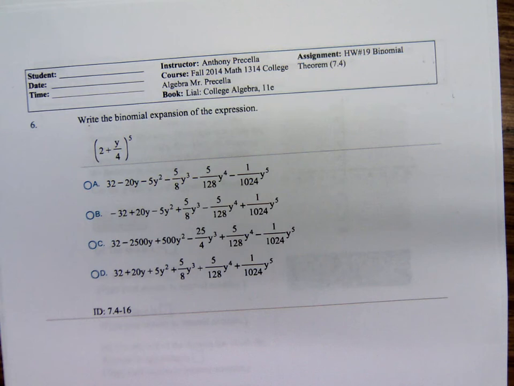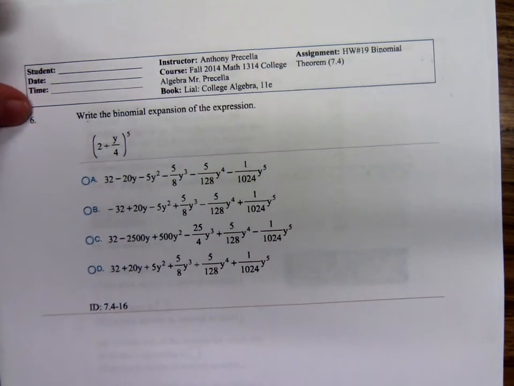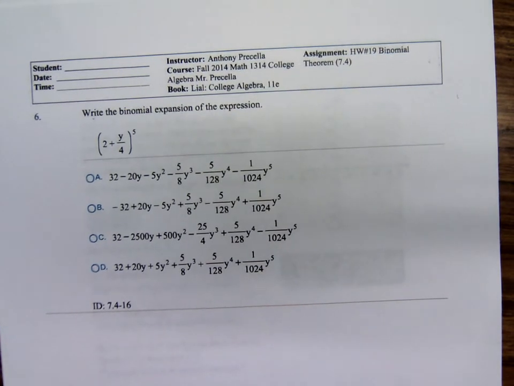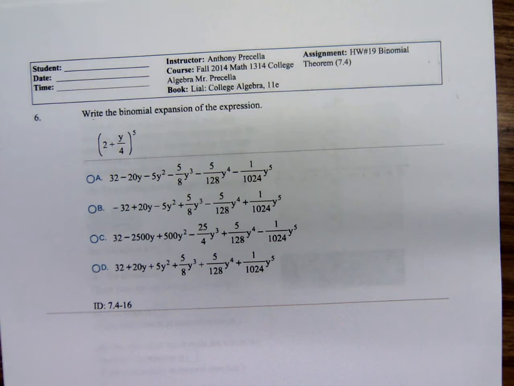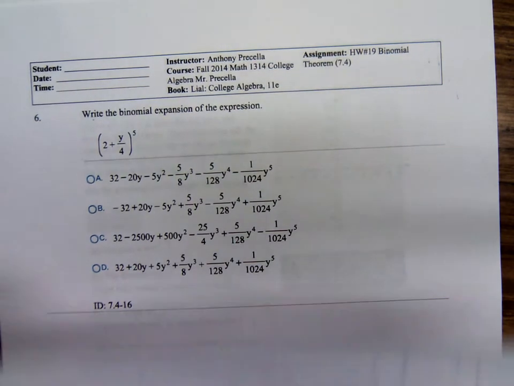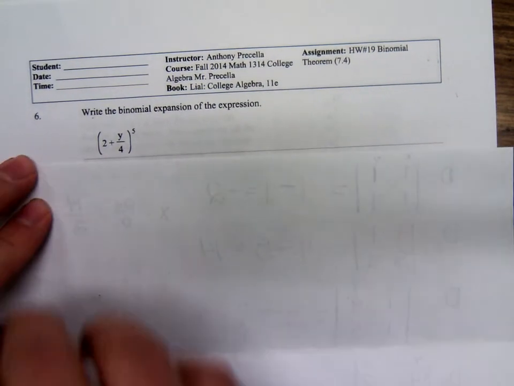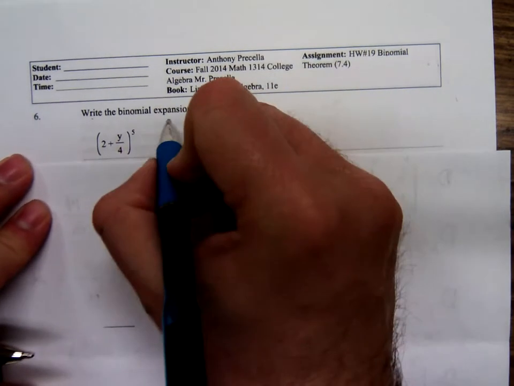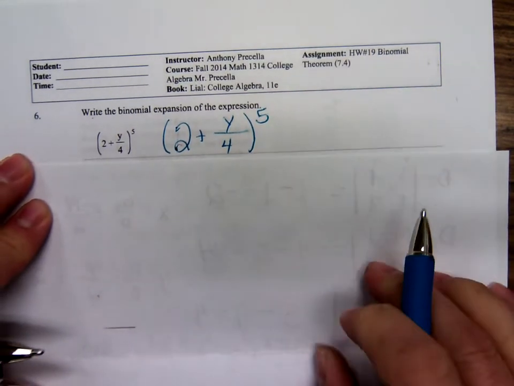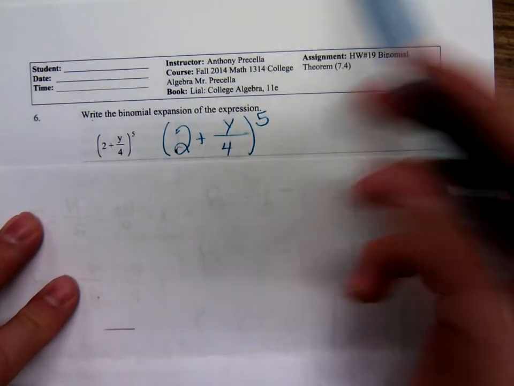Here's another one. Number 6. That'll be our last one, yeah. Okay, so number 6. Let me see. I'll cover up all those answer choices. We'll work back. Part 6. 2 plus y. Can y'all read that? It's 2 plus y over 4 to the fifth power. So we're going to use that same row. 1, 5, 10, 10, 5, 1.